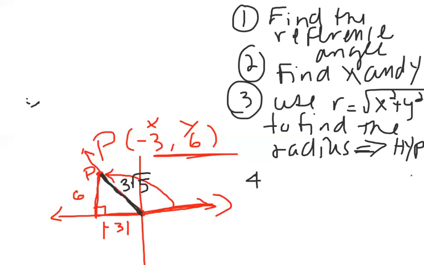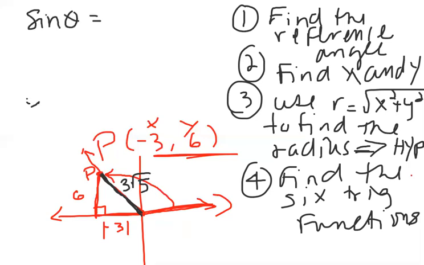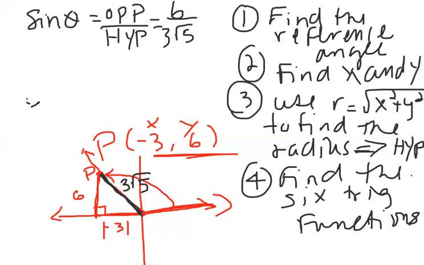And then the last step is to go ahead and find the 6 trig functions. All right. So guys, let's quickly run through this. So we're starting off with sine theta. Sine theta is going to be the opposite over the hypotenuse. Okay, I think I might just leave this one to you guys so you can finish it out. 6 over 3 radical 5, because my iPad is about to power down.